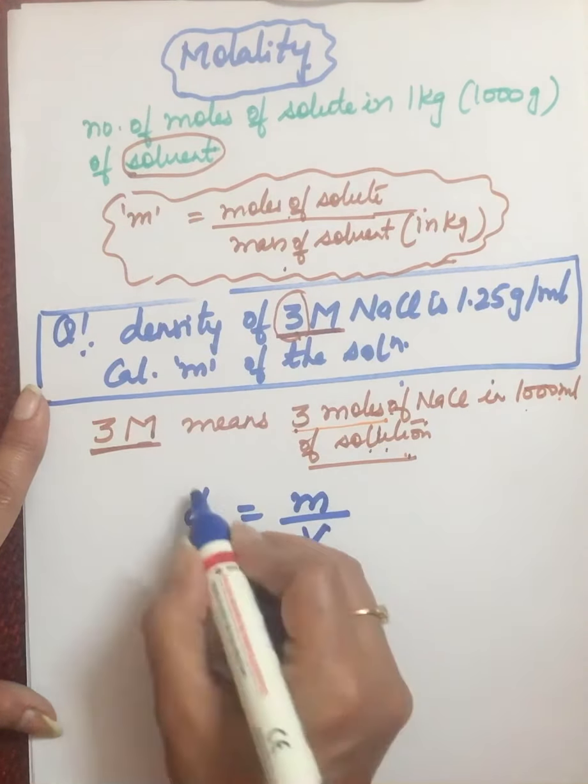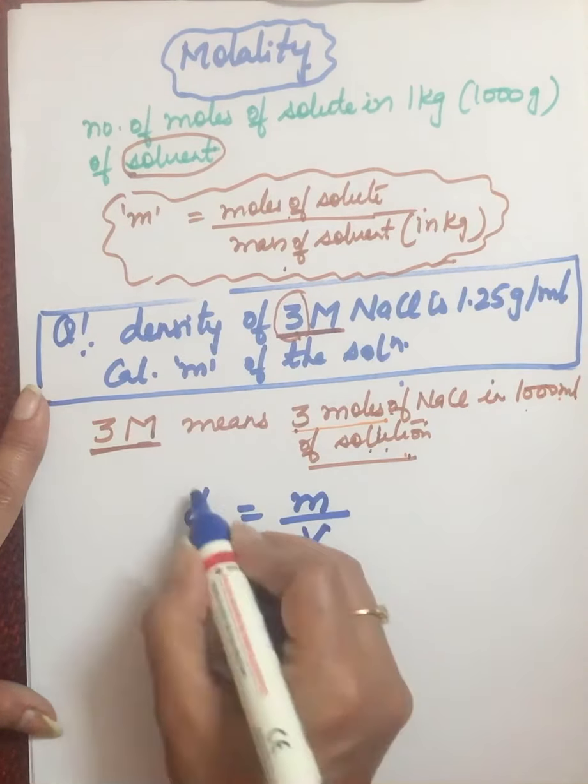And how much is the mass of solution we have? 1000 ml. So from this we can find out the mass of solution. That will come out to be 1250 grams. So like this we can change the volume of solution to its mass by using density. So we know the mass of solution.